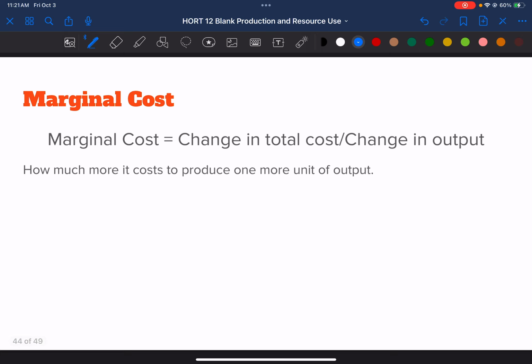Okay, so that's average costs. And now we have to think about marginal costs. Remember, marginal is one more of something. So marginal costs are how much more it costs to produce one more unit of output. So it's equal to the change in cost divided by the change in the output. That's the marginal cost.